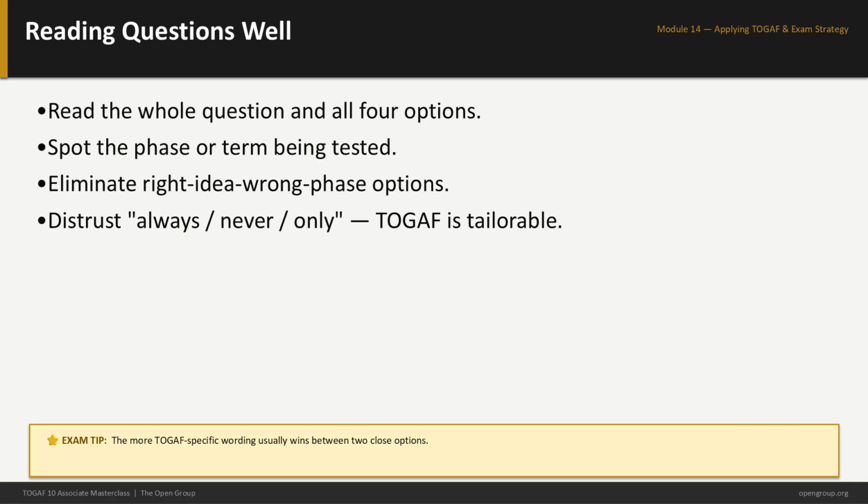And distrust any option containing absolutes like always, never, or only, because TOGAF is tailorable. When 2 options look close, the one with the more precise, TOGAF-specific wording is usually correct. Careful reading turns ambiguous questions into answerable ones.